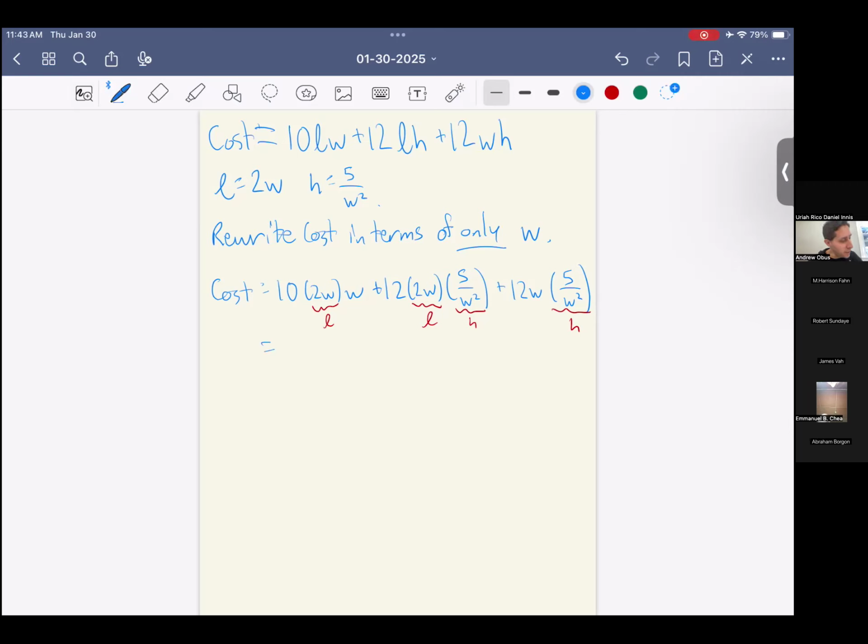And if we simplify this, this becomes 20W squared plus 12 times 2 times 5, which simplifies to 120 divided by W, and this becomes over here 60 divided by W, which is equal to 20W squared plus 180 divided by W. Okay, is everybody with me so far?